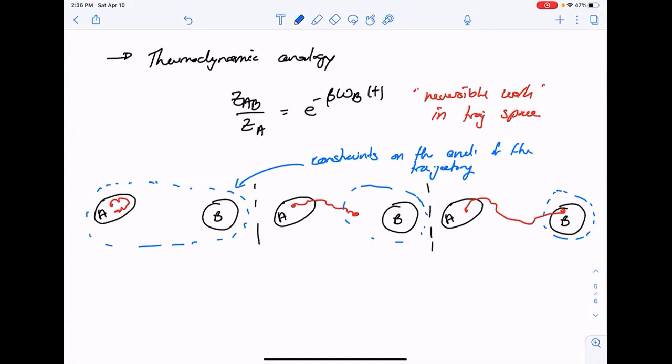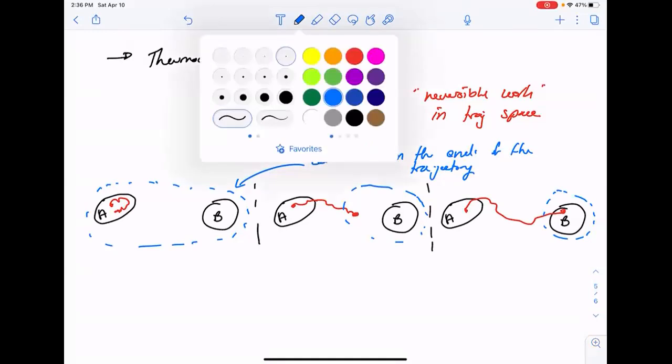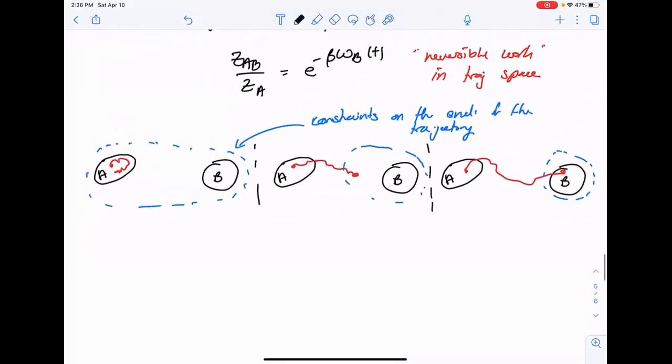In principle, how would you do this? Just like you sample rare values of magnetization in the Ising model when we do Monte Carlo in configuration space, one could construct a Monte Carlo algorithm in path space and impose constraints, for example, where the endpoint of the trajectory is. That's what transition path sampling does.